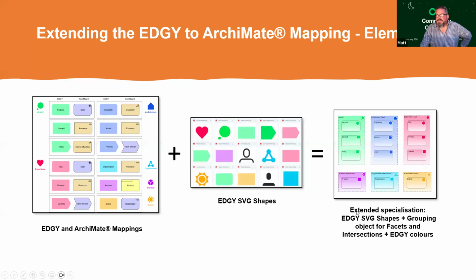So, okay, I've extended this mapping. We've included the SVG shapes. I also included grouping. You can see the product intersect, these different facets and intersections. I took the grouping element in ArchiMate and I specialized it for each of the facets and intersections. Again, put the image and the color.